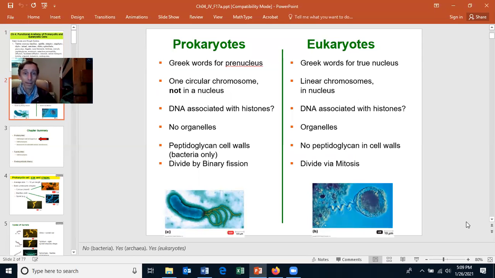All right. So you should know the differences between prokaryotic cells and eukaryotes. The Greek word for prokaryote actually means pre-nucleus, strictly speaking pre-kernel, but we'll use the word nucleus, so before nucleus. Eukaryotes means true nucleus. The prokaryotes have generally one circular chromosome, and the chromosome is not in a nucleus. The eukaryotes have linear chromosomes, and they are in a nucleus.